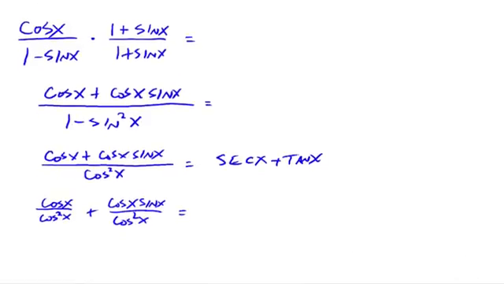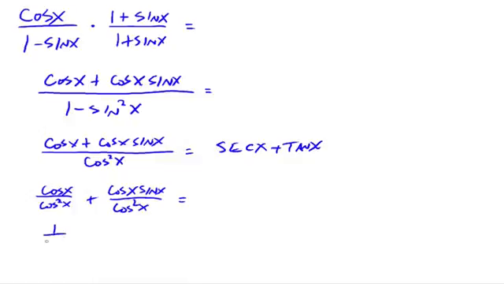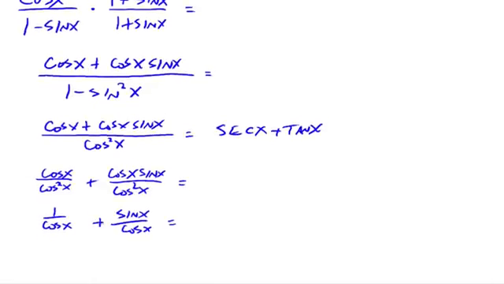And everybody see what's going to happen? This is going to go to 1 over cosine x. This is going to go to sine x over cosine x. And 1 over cosine x is secant x. Yes, you need to put this last line in. And sine x over cosine x is tangent x. And that does indeed equal what we have on the right side. The end.